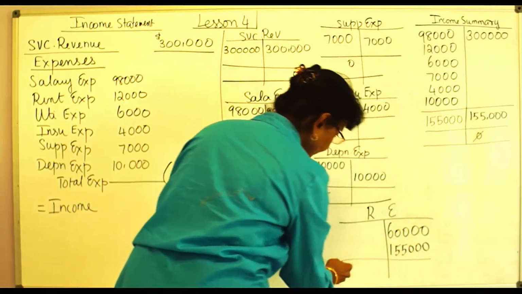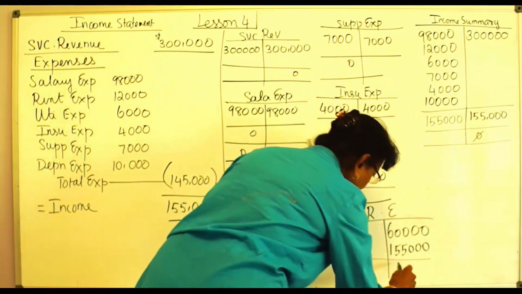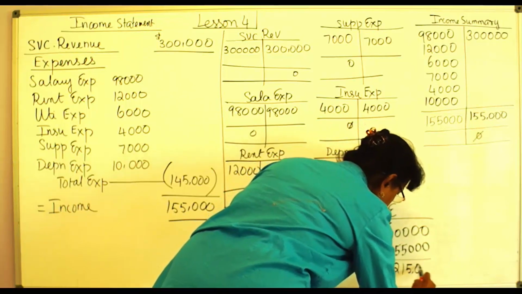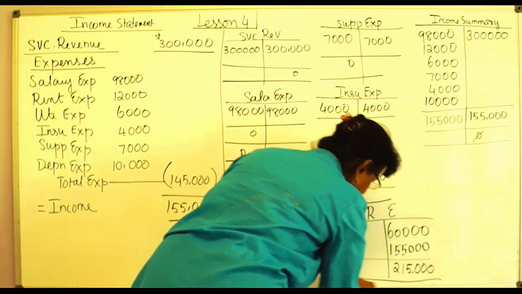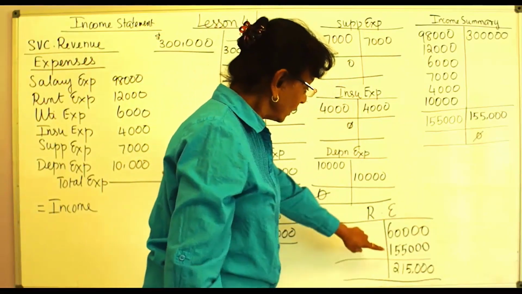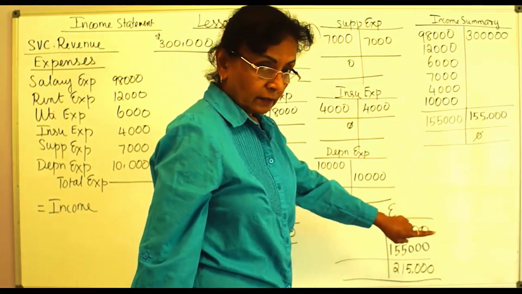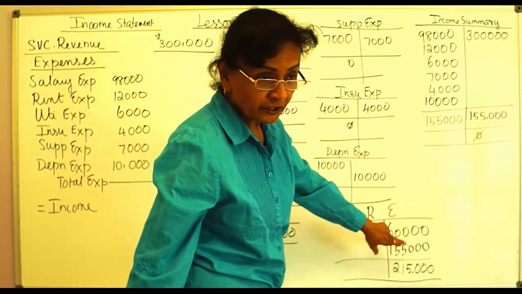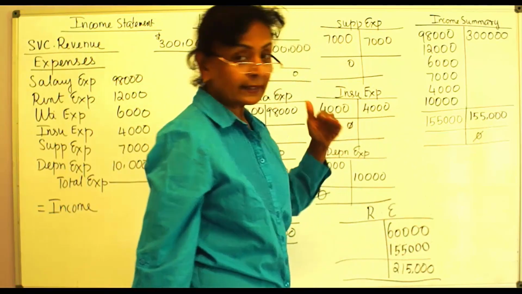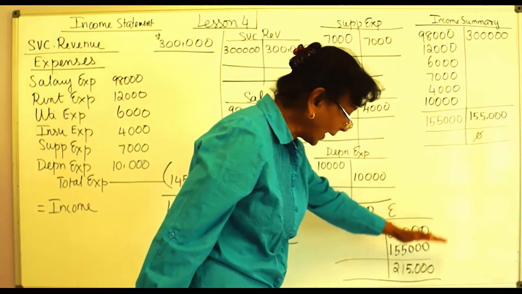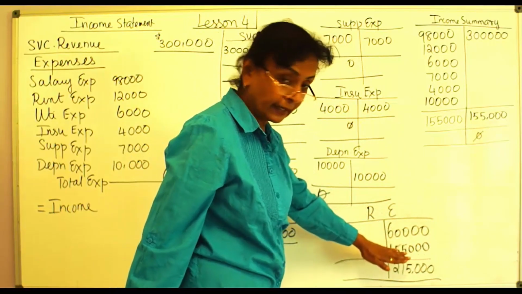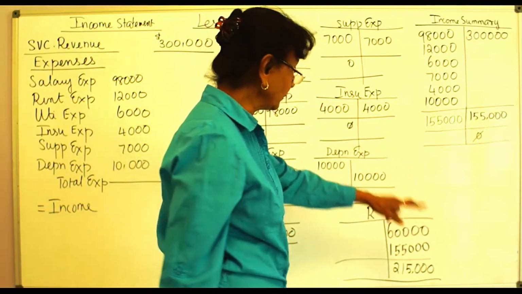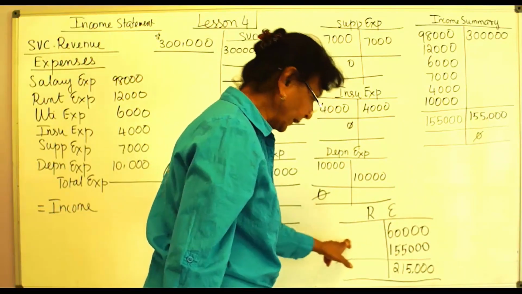So now after closing, the balance in the retained earnings is 215,000. So the retained earnings should be adjusted for the income amount. When there is an income or a profit, you will add it to the retained earnings by crediting. If the company has a loss, you will subtract the loss from the retained earnings by debiting.